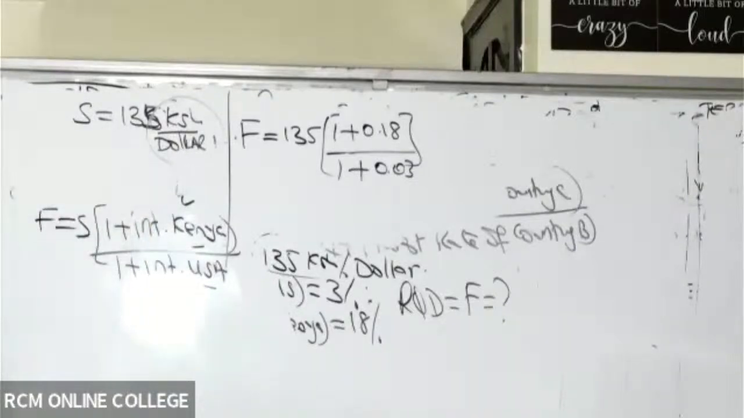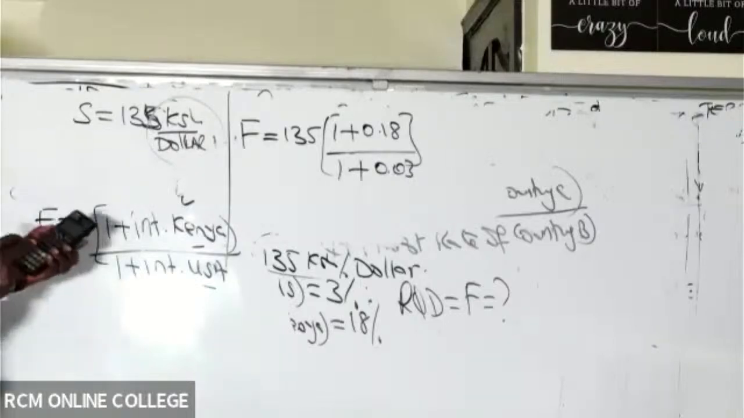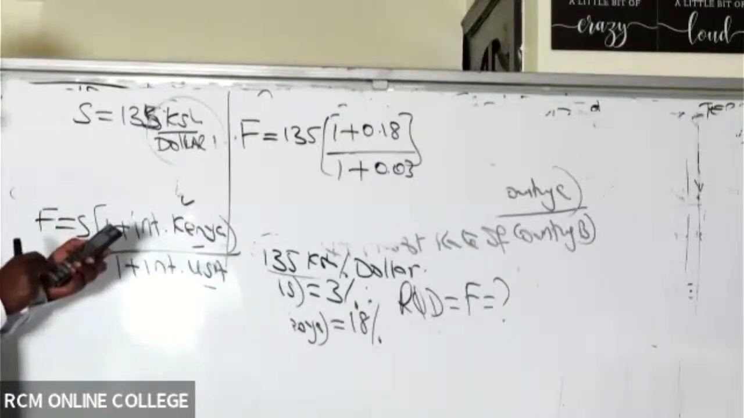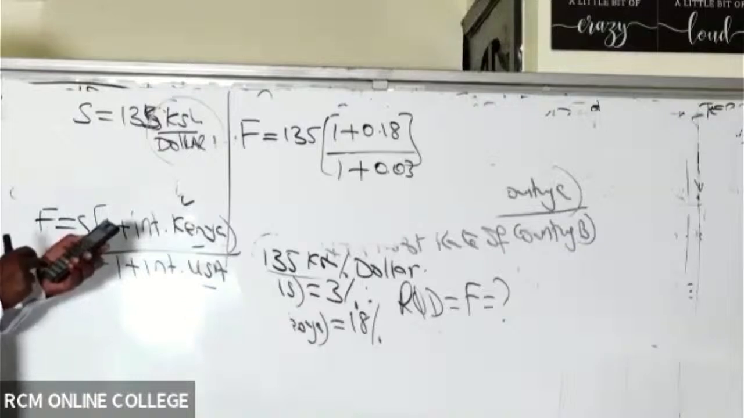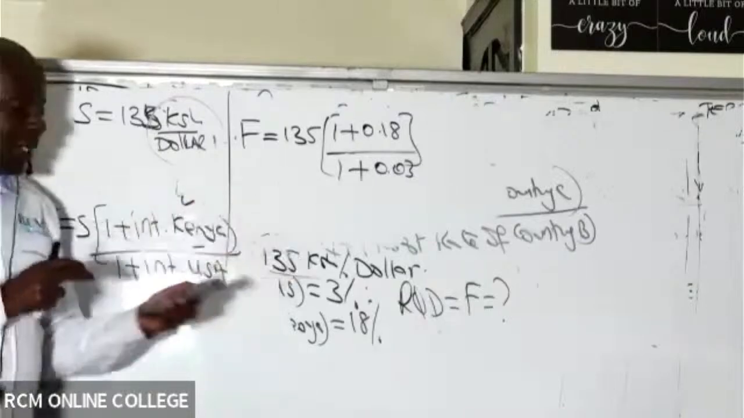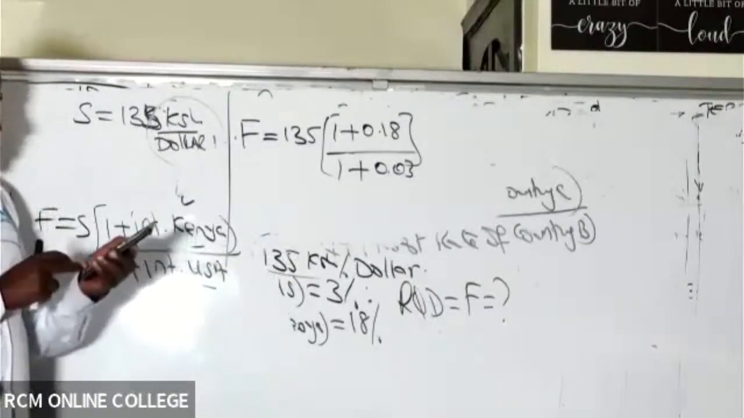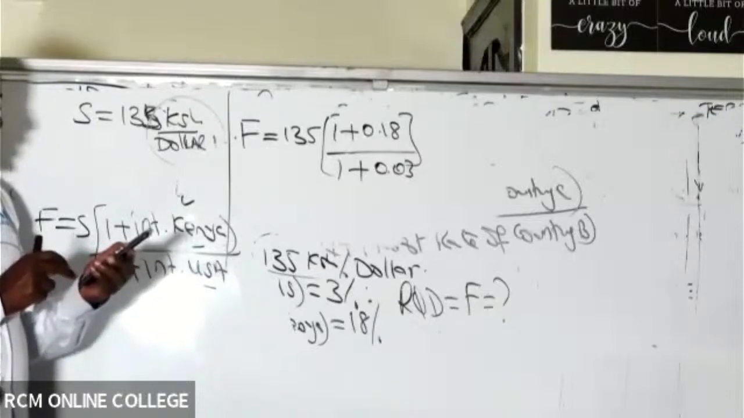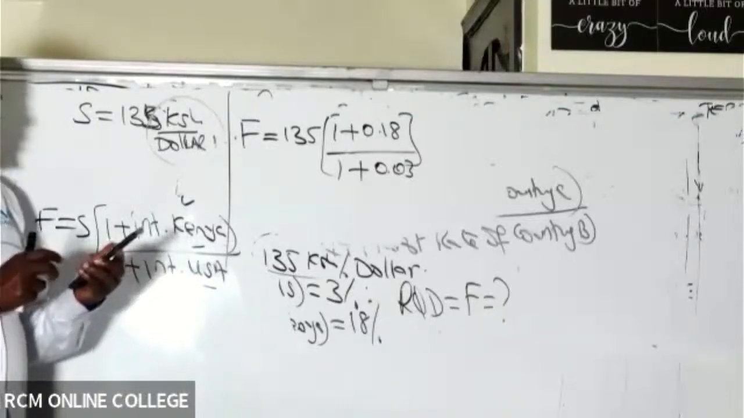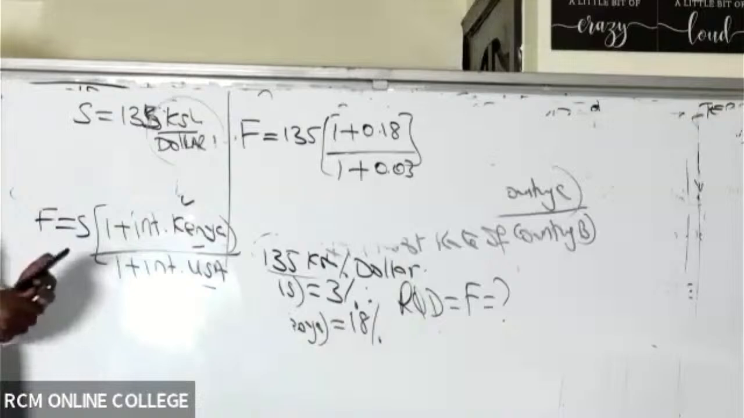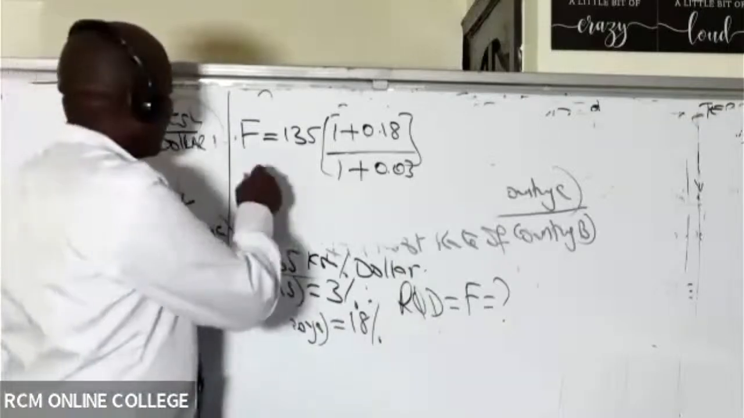Then I have to get my calculator. I don't seem to see my calculator around here. I have it now. So then this is what I will do. I'll come and say 135 times, open brackets, we have 1.18, close, divided by open brackets here to take care of the denominator separately, 1.03, you close. So what are we getting there, ladies and gentlemen? What I'm getting here is 154.